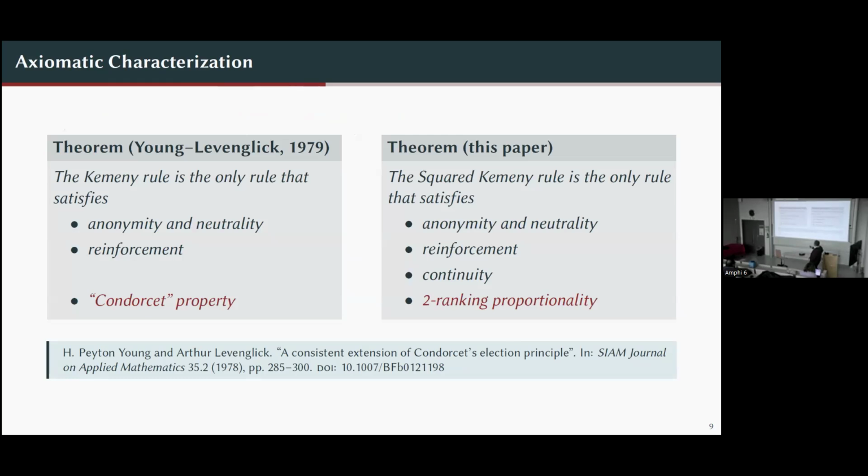So why is the Kemeny rule so popular and so widely used? One of the reasons is this paper by Peyton Young and Arthur Levenglick from 1979, in which they give an axiomatic characterization. So that means they consider the class of all rank aggregation functions, and then say that the Kemeny rule is the only one that satisfies this list of 1, 2, 3, 4 properties. So it's the only one that's anonymous and neutral.